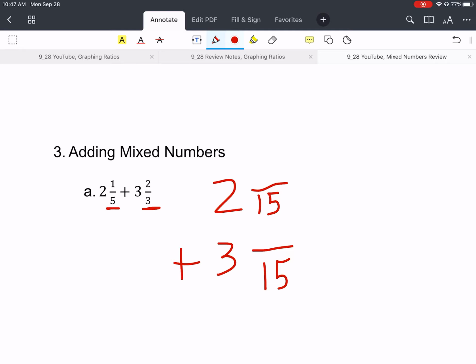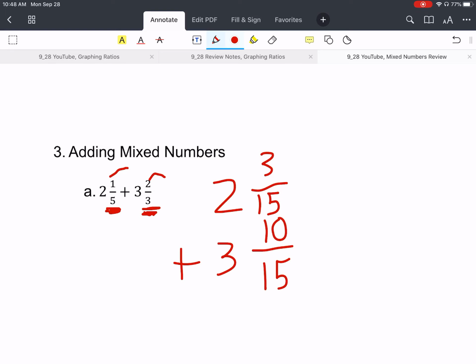So I am converting this 1/5 into something over 15. To get from this 5 to 15, I multiplied by 3. So I have to multiply this 1 by 3 also. So my 2 and 1/5 is now 2 and 3/15. Same idea for the 3 and 2/3. I multiply this 3 by 5 to get to 15. So this 2 is being multiplied by 5 to get to 10.